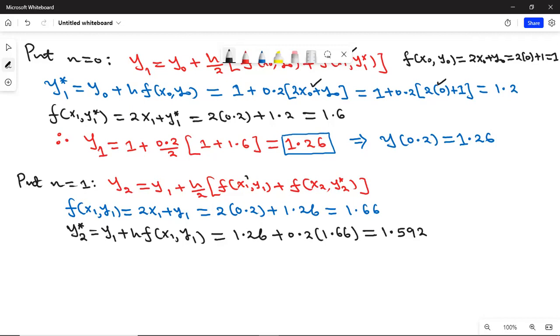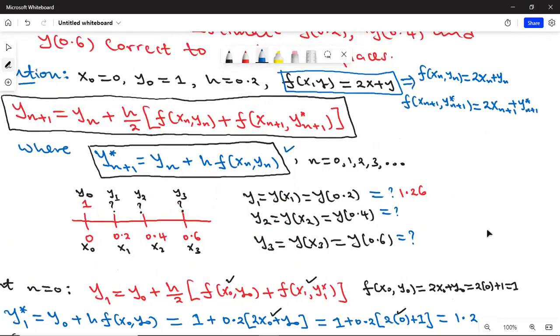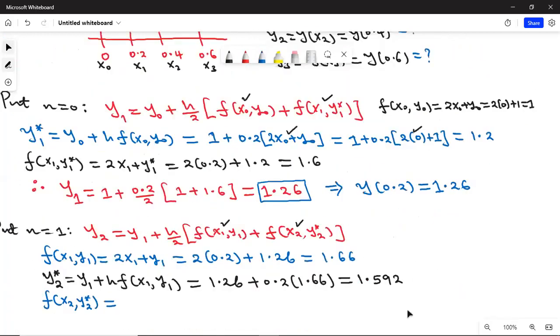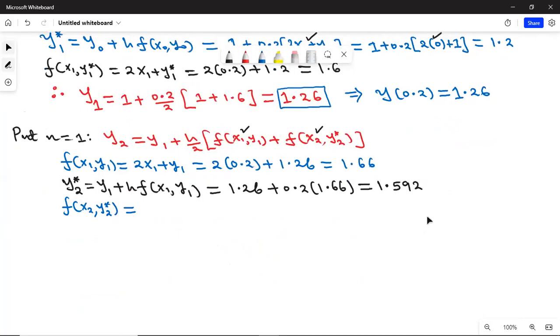So I already have this. Let me now find f of x2, y2 star. So write f of x2, y2 star. From the definition of our f of x, y, remember we are getting them from here. From the definition of f of x, n plus 1, y, n plus 1 star, or simply f of x, y, which is 2x plus y. So what we do here, it is 2 times x2 plus y2 star.